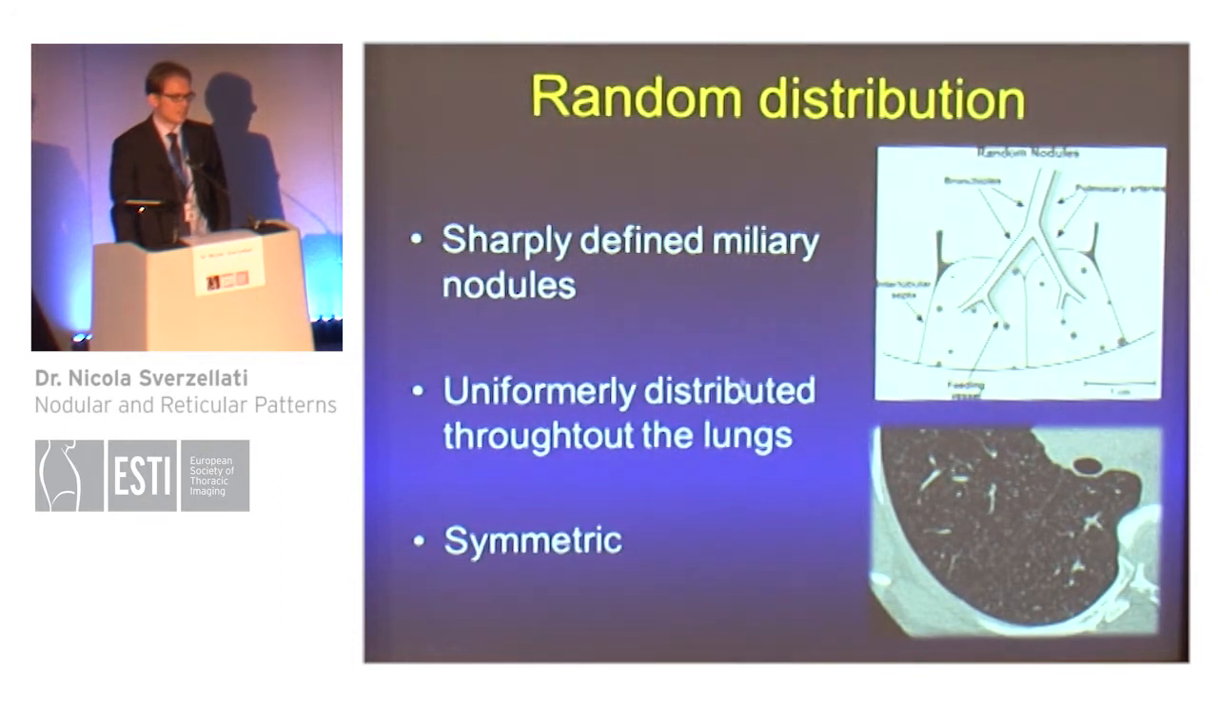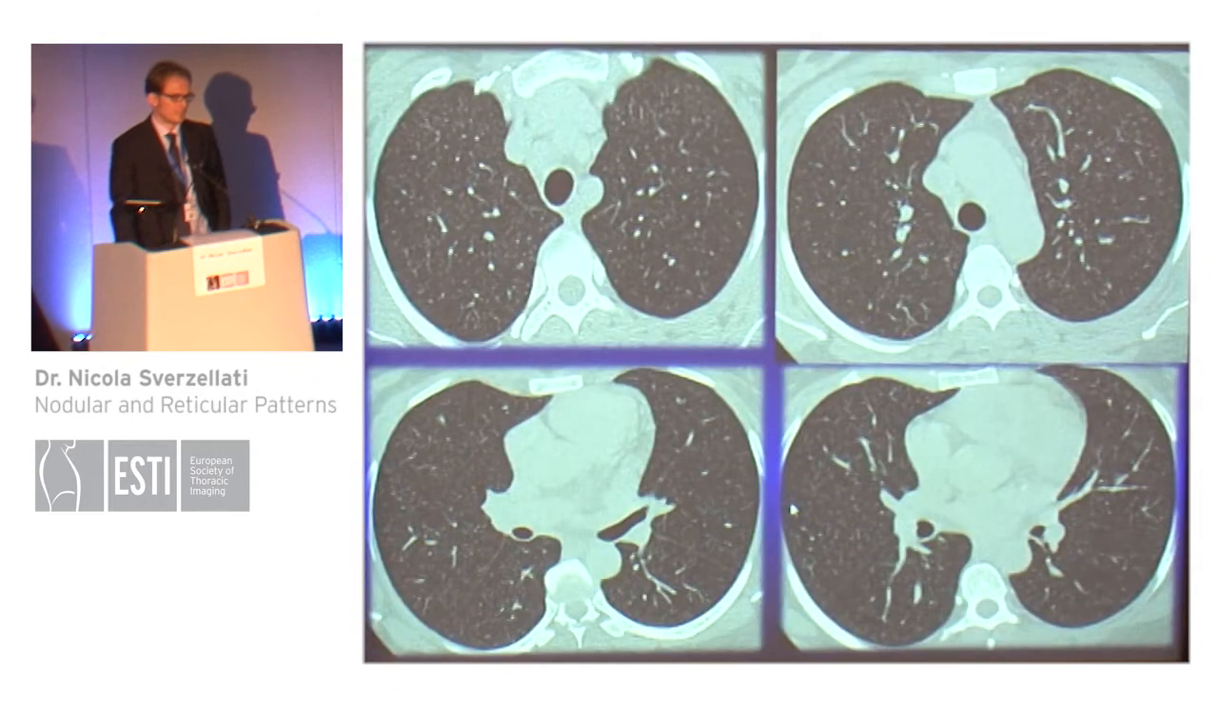Random nodules are sharply defined miliary nodules, uniformly distributed throughout the lungs, and they are, of course, symmetric. So you can see nodules everywhere in the center of the lobules, involving the fissures, but they do not show any predominant relationship with any of these structures. They are just random. This is a classical appearance of miliary tuberculosis.